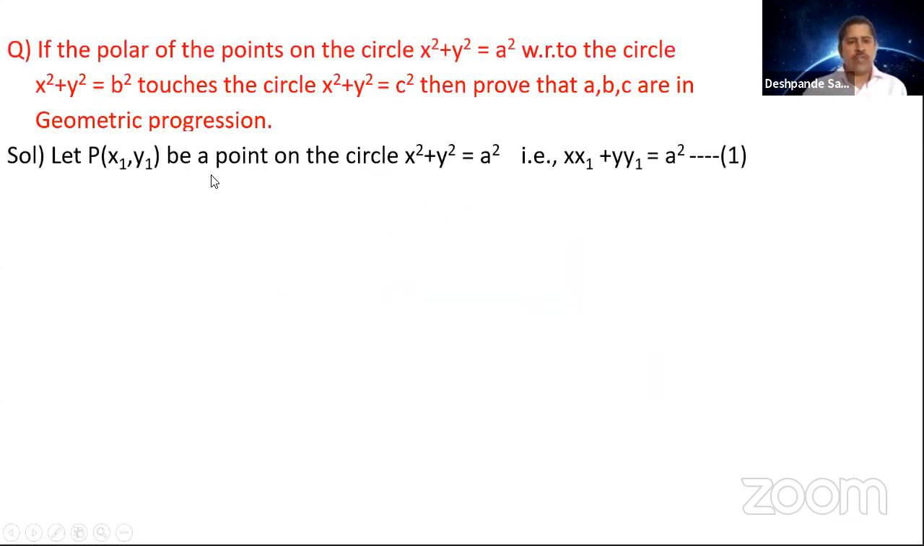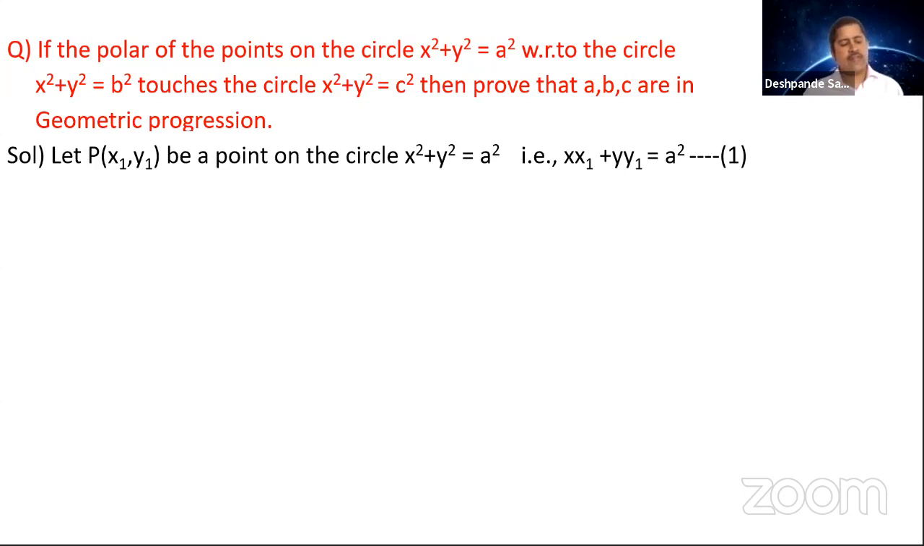Okay, so let us try to solve the problem. First, what is given here? You take the point as x1, y1. So let P(x1, y1) be a point on the circle. Whenever you say that a point is on a circle, it has to satisfy that equation. So you can replace x with x1 and y with y1. So you can write the equation as xx1 plus yy1 is equal to a square.